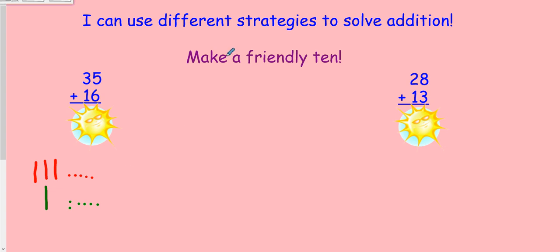Now let's look at our 35. 35 has 5 ones. How many more ones would this need so that we could make a friendly 10? 5 needs 5 ones to make a friendly 10. Does 16 have 5 ones that we could use? It does. So let's bundle these up. Oops, I accidentally drew over that. And let's label it with a friendly 10 face.